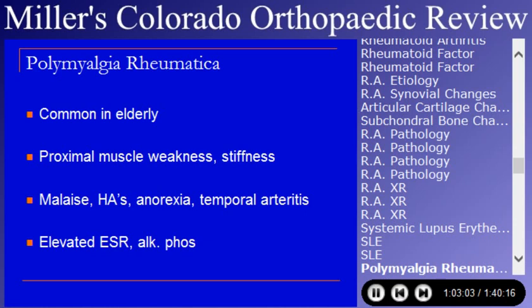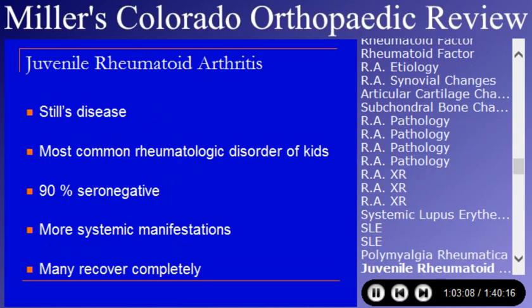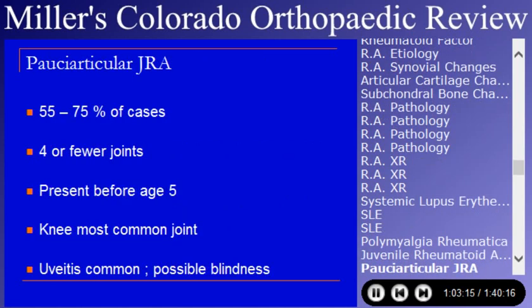Juvenile rheumatoid arthritis is asked on in training essentially every year. It's the most common rheumatologic disorder of children. Most are seronegative as opposed to adults who are 80% seropositive. 90% of children with juvenile rheumatoid arthritis are not seropositive. There are more systemic manifestations with JRA than are common with rheumatoid arthritis. Many children with JRA recover completely, but many don't.